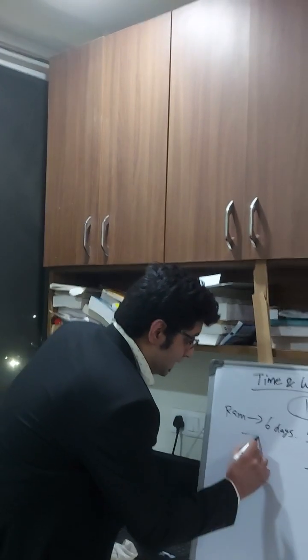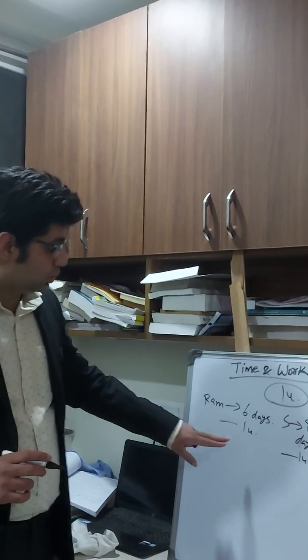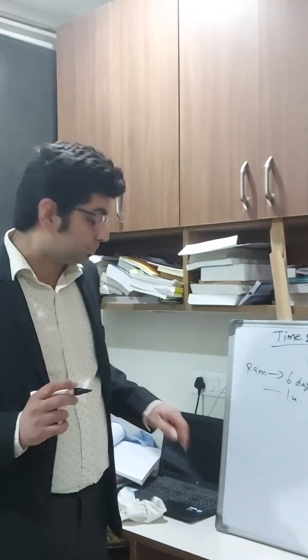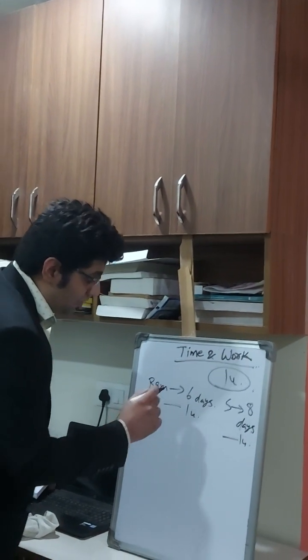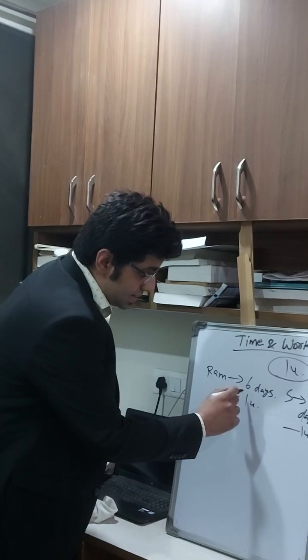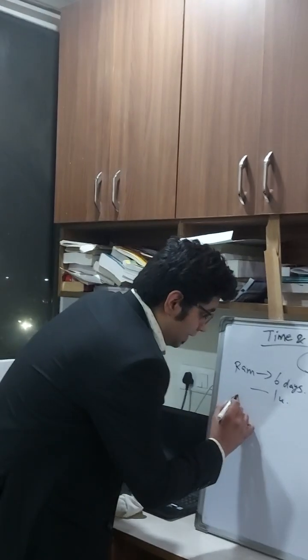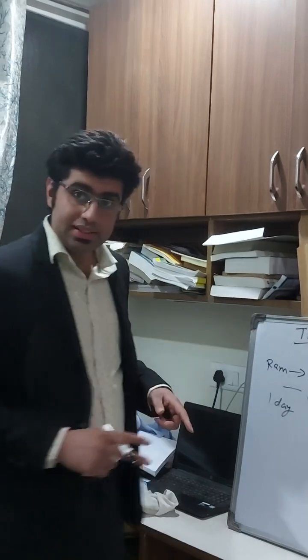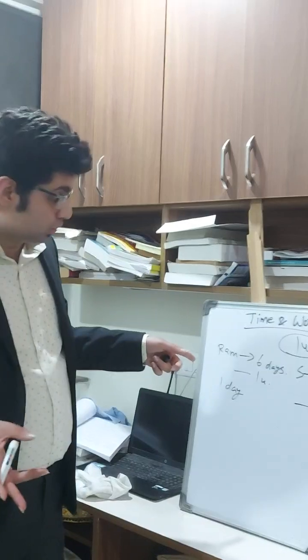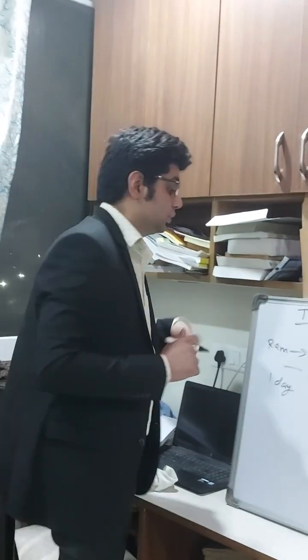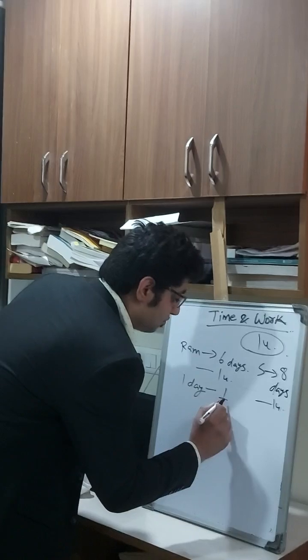So Ram is taking 6 days to complete the task, that is 6 days to do 1 unit of work. Now let's try to find how much work Ram does in 1 day. If we divide the LHS by 6, 6 by 6 is 1, so that becomes 1 day. Because we divided the left hand side by 6, we have to do the same at the RHS also. So 1 day's work is 1 by 6 unit.